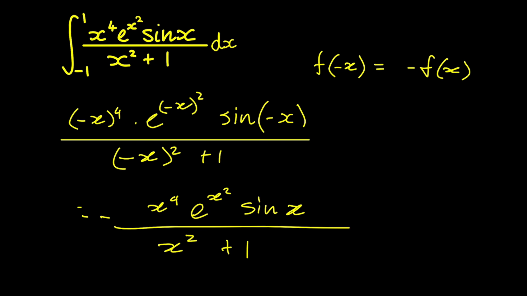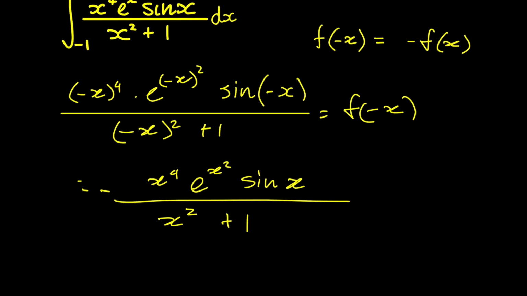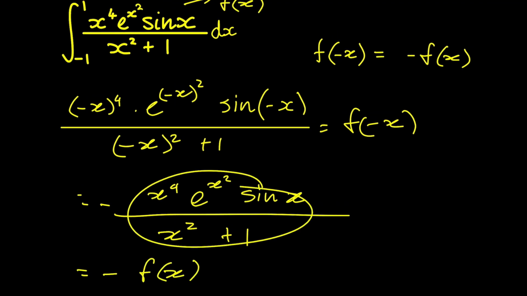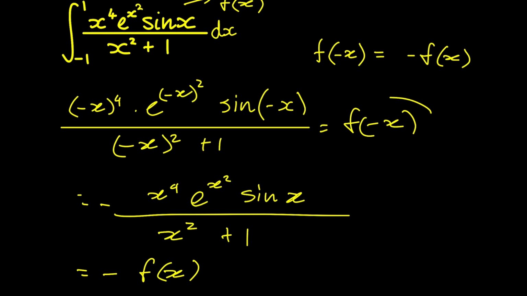And there we go. So if we defined this original function to be f of x, then we substituted in negative x, then this is indeed f of negative x. But you'll notice here that this function is simply negative f of x, because this is exactly the same as our original function. So it must then mean that f of negative x is equal to negative f of x.